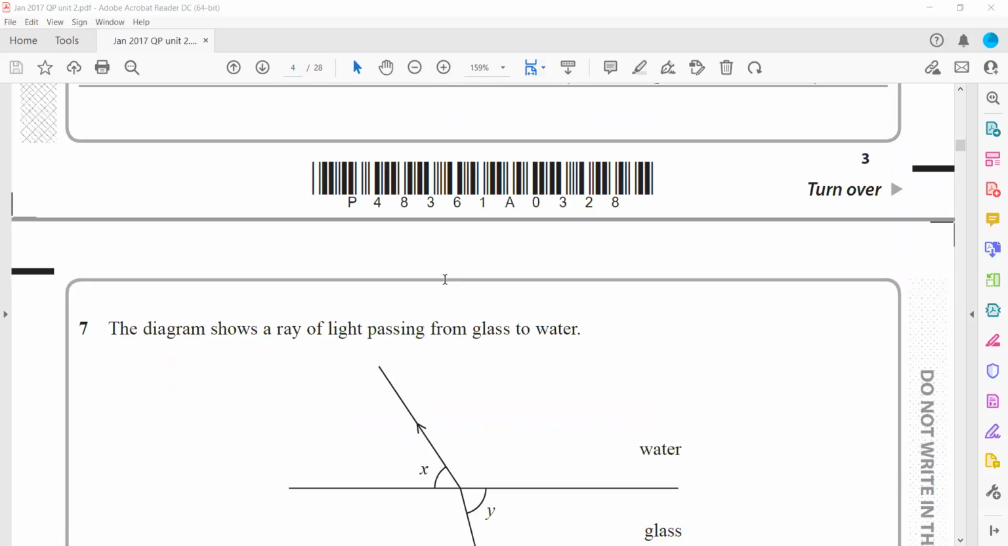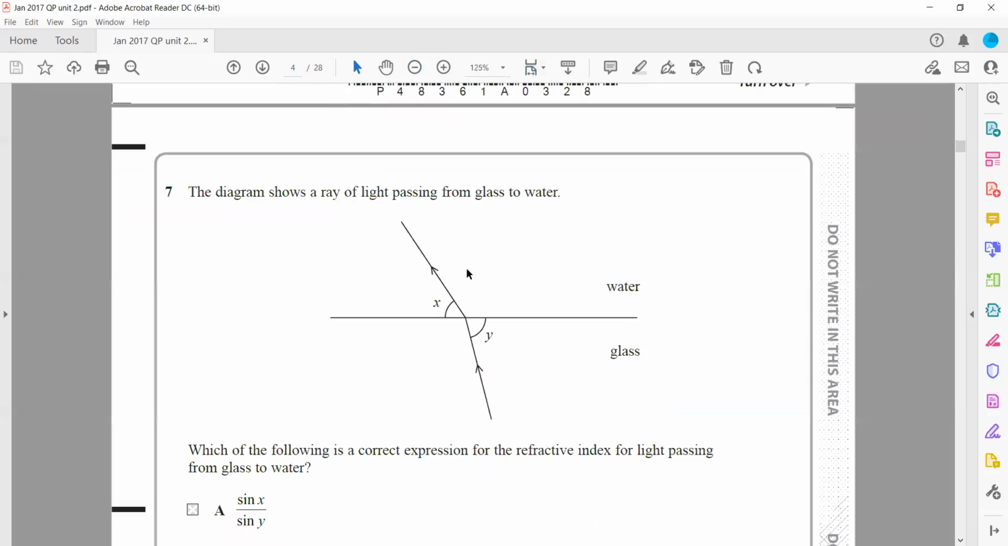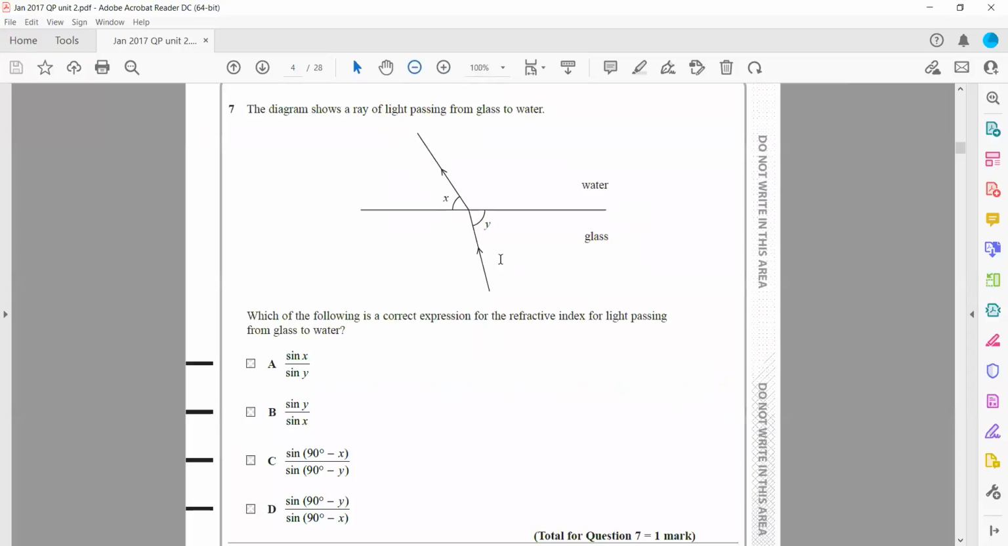The diagram shows a ray of light passing from glass to water. Which of the following is a correct expression for the refractive index passing from glass to water? So how to work out the expression for the refractive index? First thing, we need the angle of incidence and angle of refraction. So when I draw the normal, it is always perpendicular to the surface. So what is this angle?